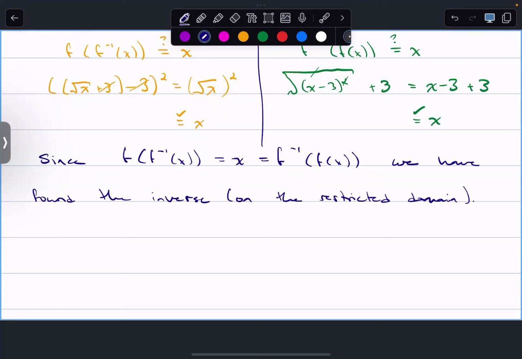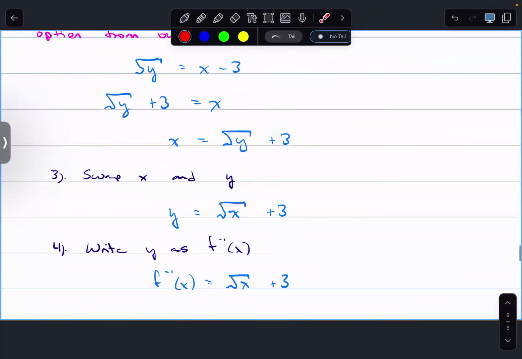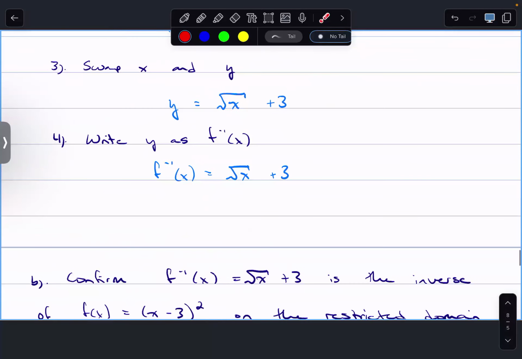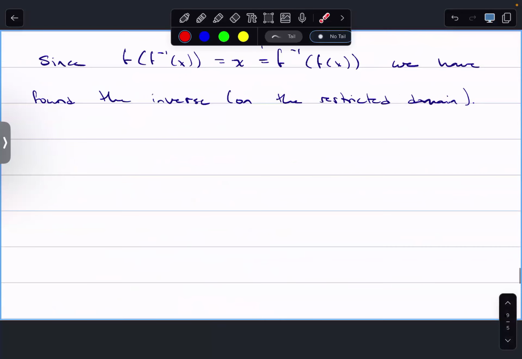You could do the same thing for negative infinity to 3 if you wanted. What would change? The only thing that would change is here, right? We cut the negative, but then you would only get negative values and you'd cut the positive option, but it would end up being the same. But like I said, I like to work with the positives just because they're nicer.